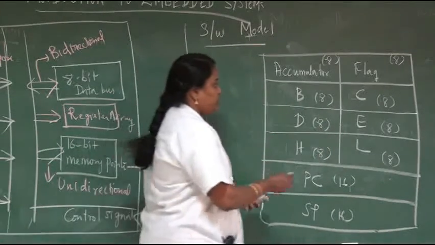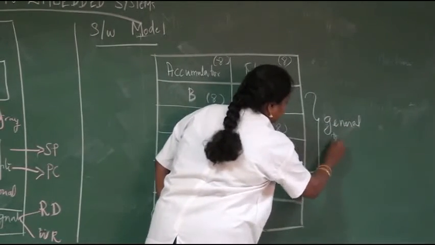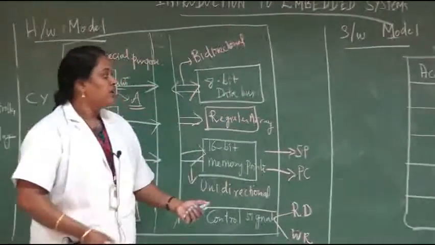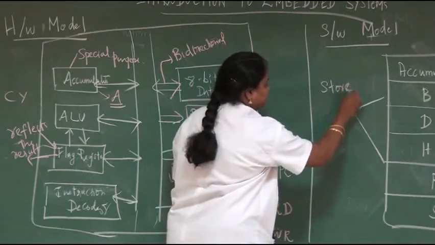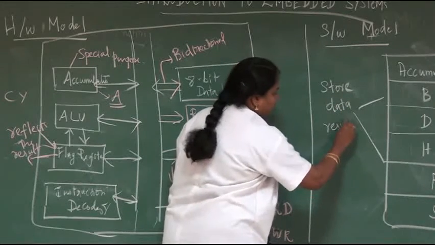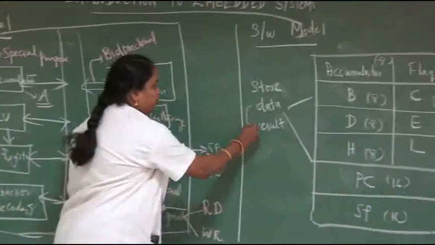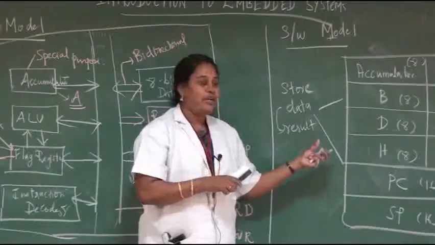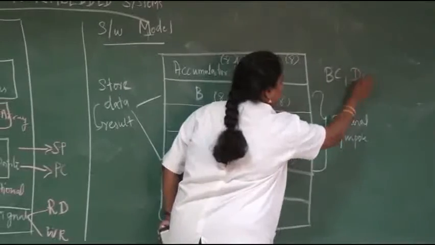All the 6 registers are general purpose registers which are going to store data, may be used to store general data or results of the operations. And what is special about these general purpose registers is that these registers can be combined as BC, DE and HL.